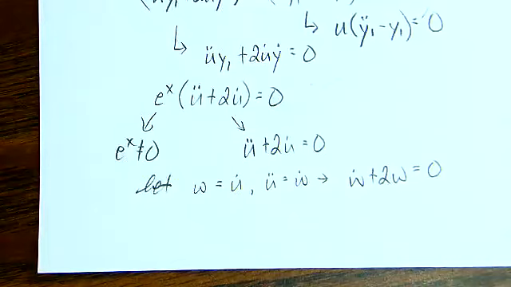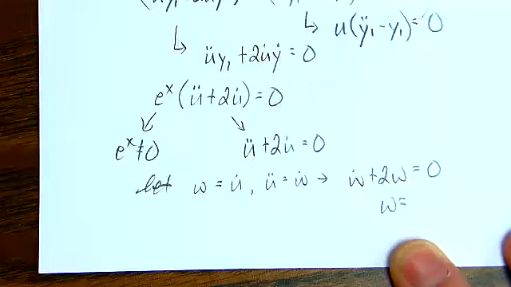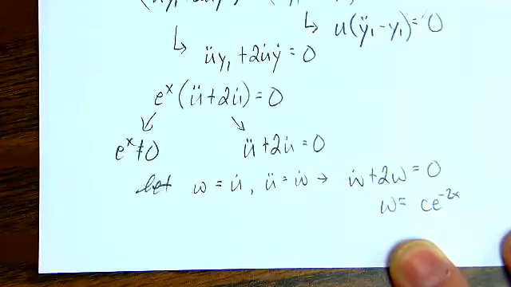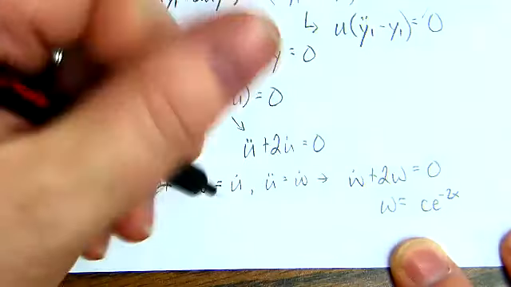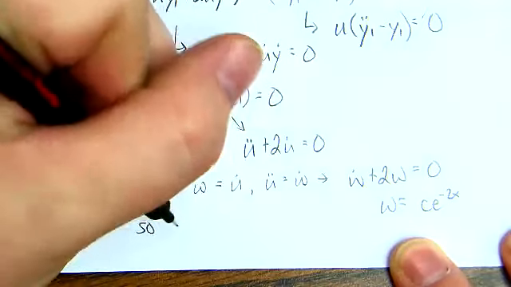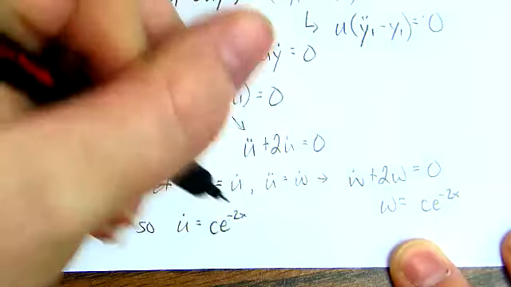We have a couple different approaches to solve this. This is separable, or we could use integrating factor. And when we're done here, we get that w is equal to some constant e to the negative 2x. But that's what w is. Our supposition was that w was equal to u dot, so u dot is equal to some constant e to the negative 2x. Let's call this C1.